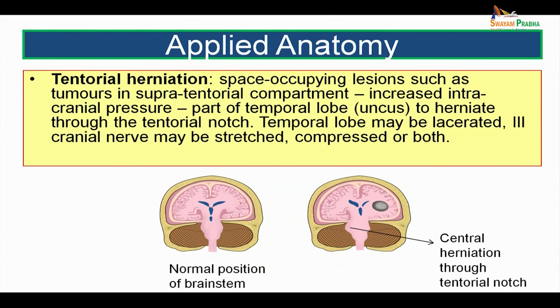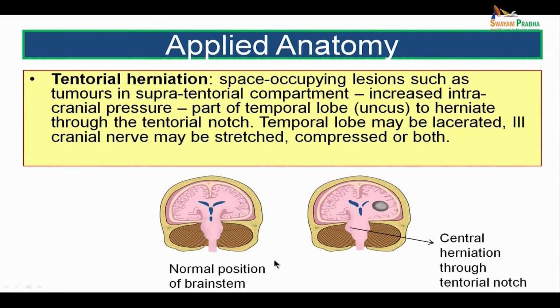Next we see the tentorial herniation. Space occupying lesions such as tumors in the supratentorial compartment give rise to increased intracranial pressure, and that is how part of the temporal lobe, mostly the uncus, will herniate through the tentorial notch. The temporal lobe in this process may be lacerated, and the third cranial nerve, that is the oculomotor nerve, may get stretched, compressed or both.